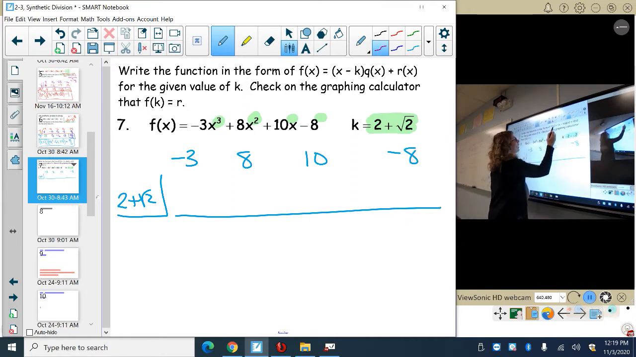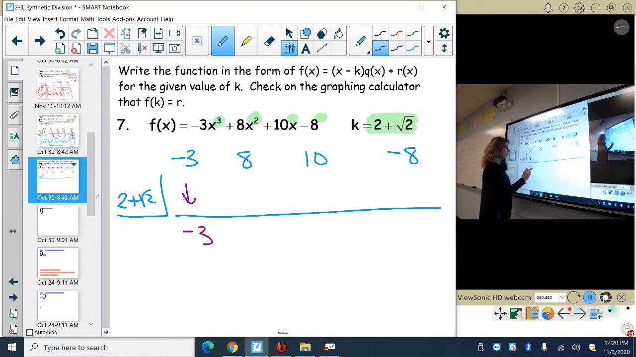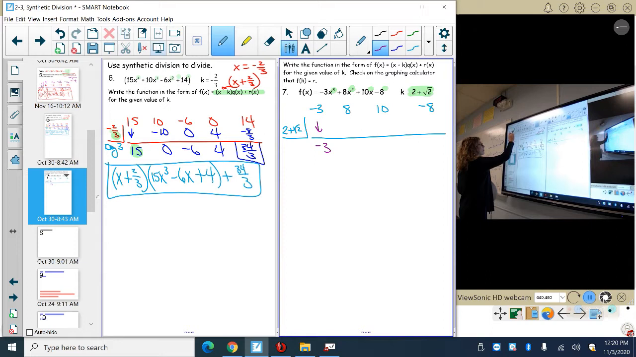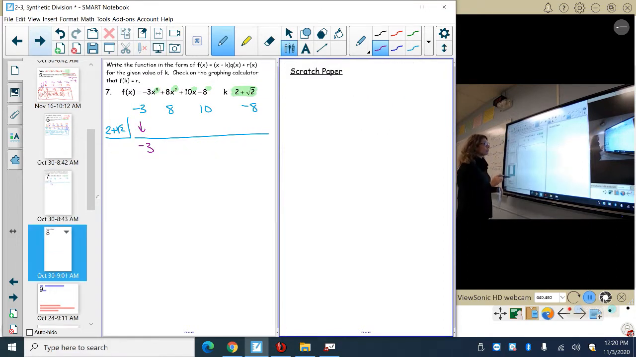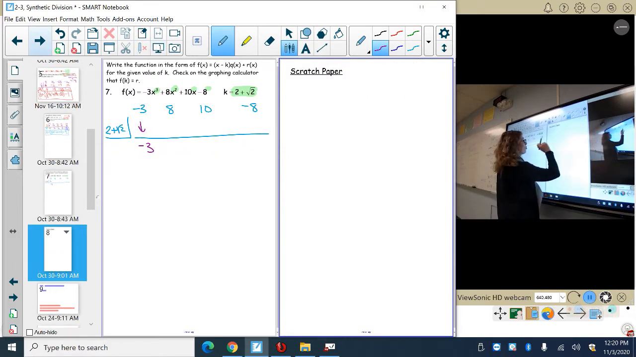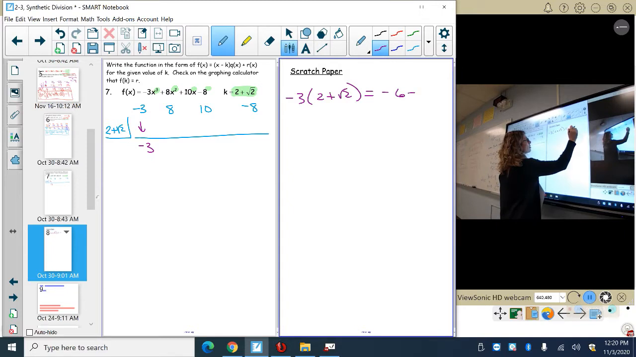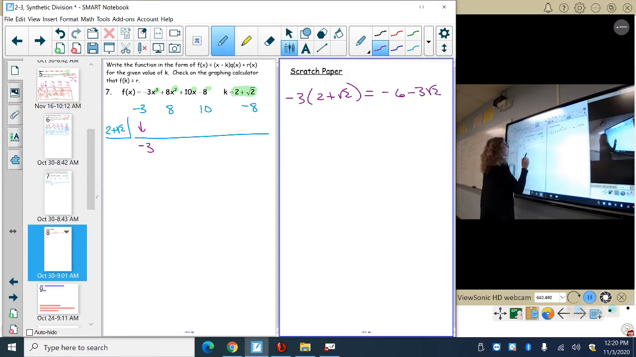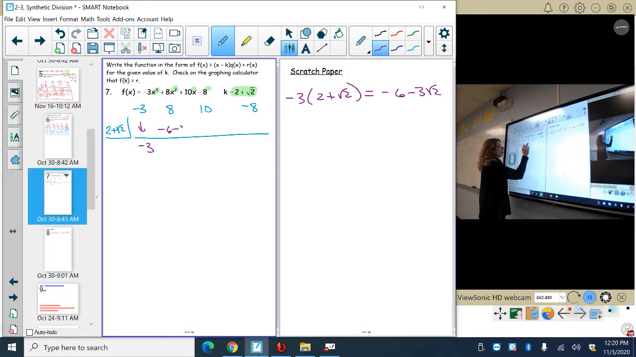So we're going to go ahead and drop down the negative 3. Now, I'm going to show you the calculation part of this because I think that you need to see it. So I put an extra piece of paper over here for scratch paper for you. Because what you're going to do is take negative 3 times 2 plus the square root of 2 to give you negative 6 minus 3 square roots of 2. That's what's going to go right here. Then you are going to add the like terms together to give you 2 minus 3 square roots of 2.